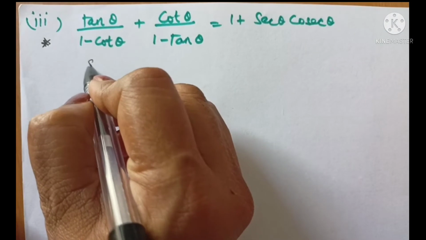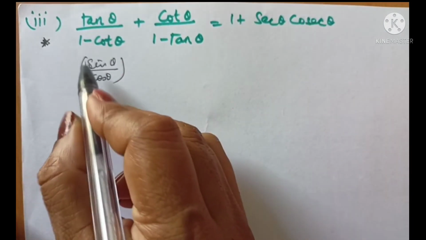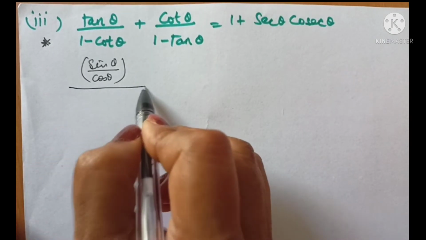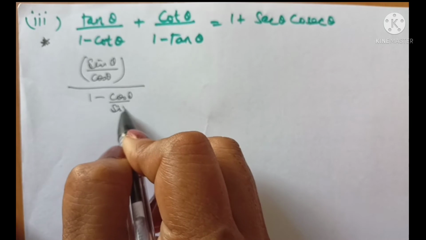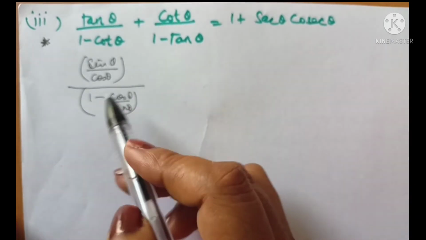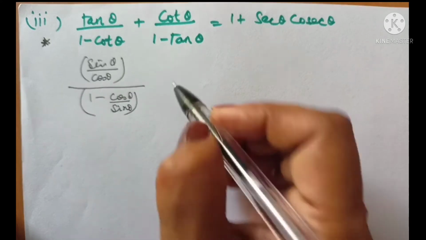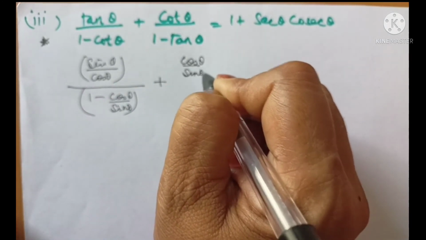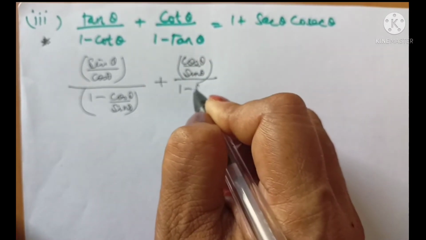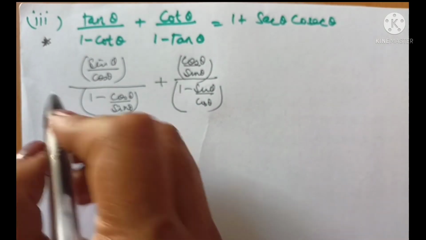If I write tangent theta as sine theta upon cos theta, and give it a bracket so that there is no confusion, and write cot theta as cos theta over sine theta. See, I have neatly separated them with two brackets so there is no confusion. Similarly, cot theta will be written as cos theta by sine theta, and tangent theta will be written as sine theta by cos theta. This is the first step.